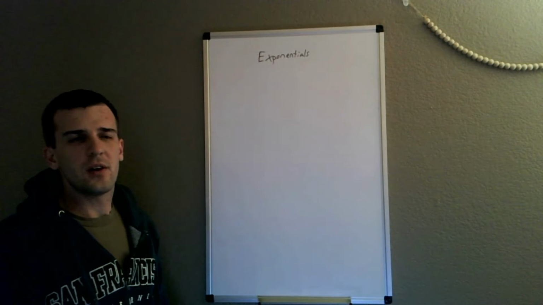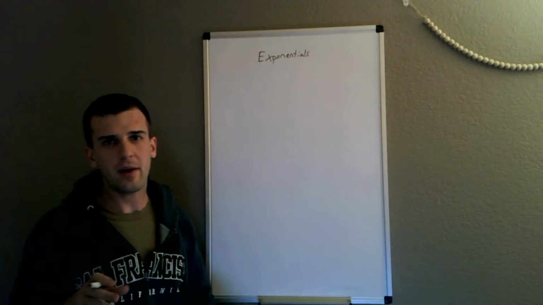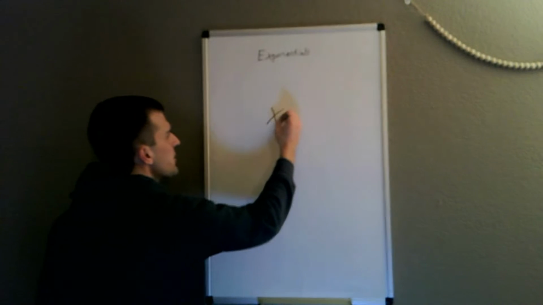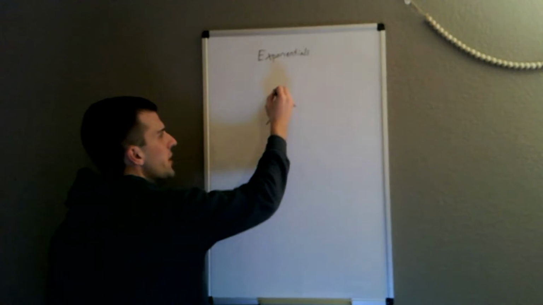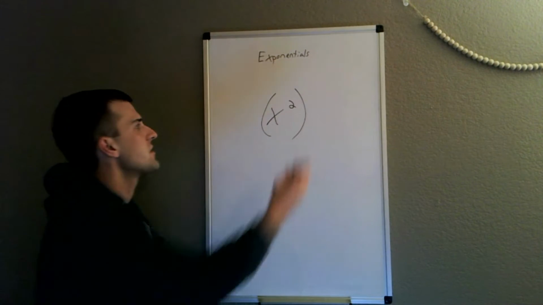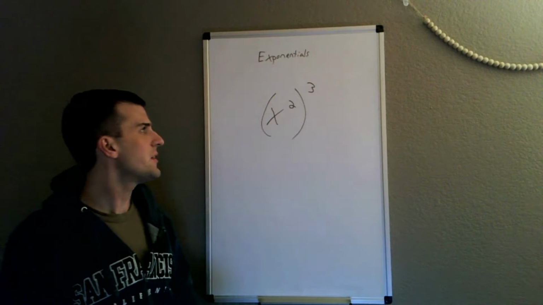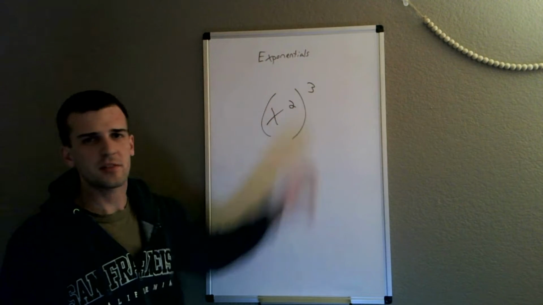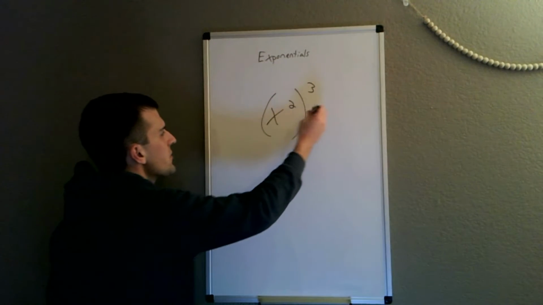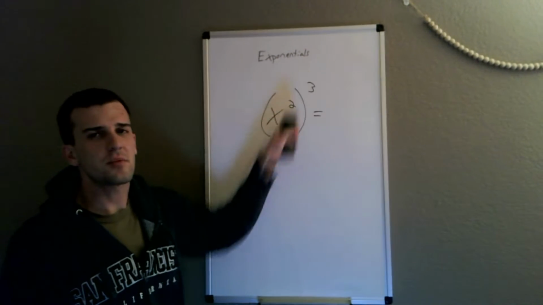So that's one rule. What if we raise a variable that has an exponent to another power? So instead of just having x squared, we have x squared and the entire thing is raised to the power of 3, for instance. So x squared cubed. In this case, we multiply the exponents. So this is going to equal x to the 6, because 3 times 2 is 6.